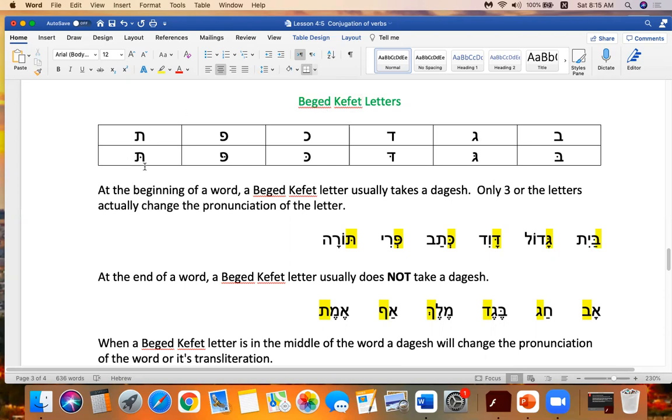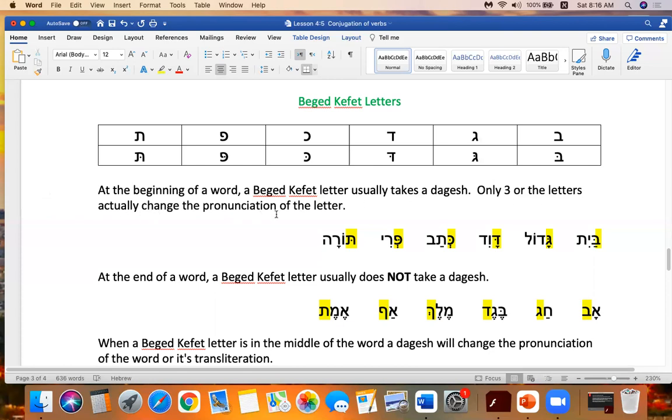We've discussed this many times, how it used to be that without the dagesh, it was more of a th. And if it ends a word, it usually does not have a dagesh, and it is more of a softer T. You don't hear it as well. But most of the dagesh sounds are at the beginning or in the middle. At the beginning of a word, a Beged Kefet letter usually takes a dagesh.